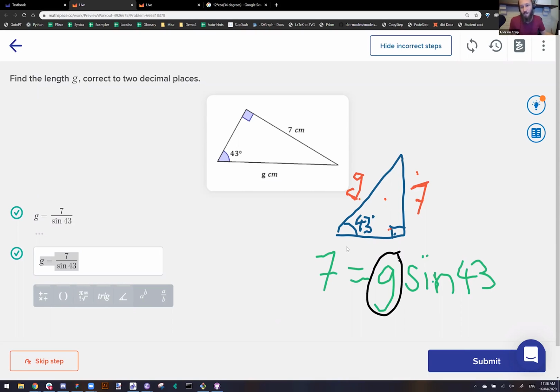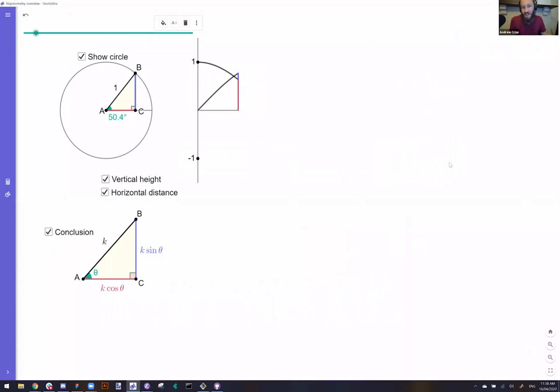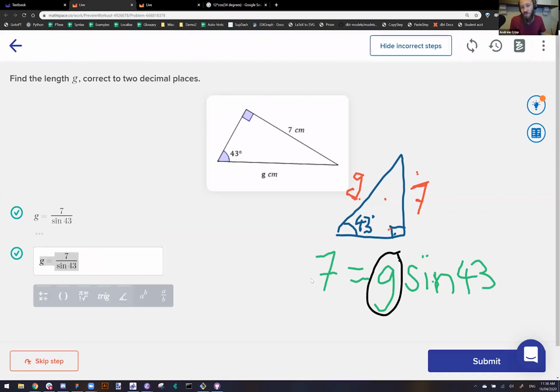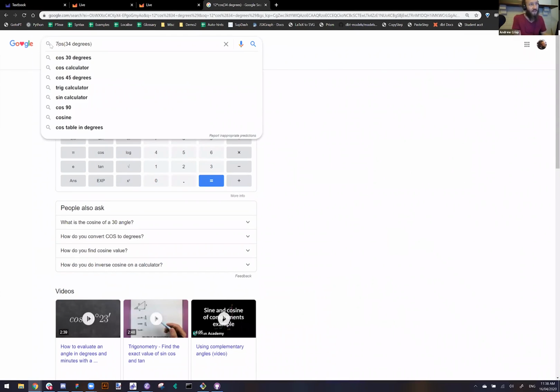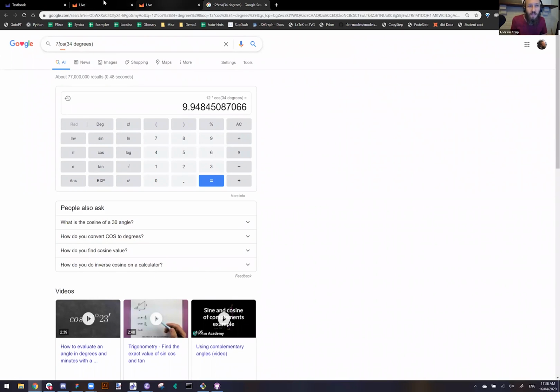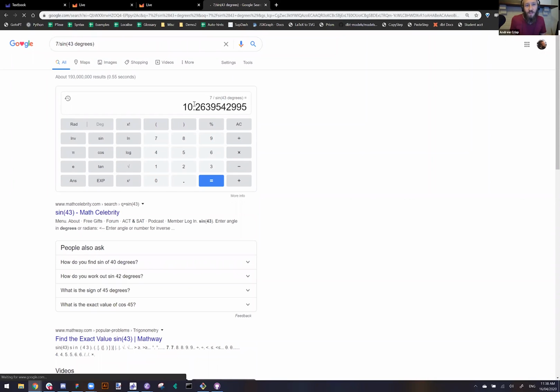So all I'm doing is matching this up with the picture, and I'm saying, well, in this picture here, it says 7, and in this picture here, it says K sine theta. So I just write 7 is equal to K sine theta. In this instance, we've got our G over here. We go back to get our 7 over sine 43. Sine 43 degrees. Thanks, Google. 10.26.